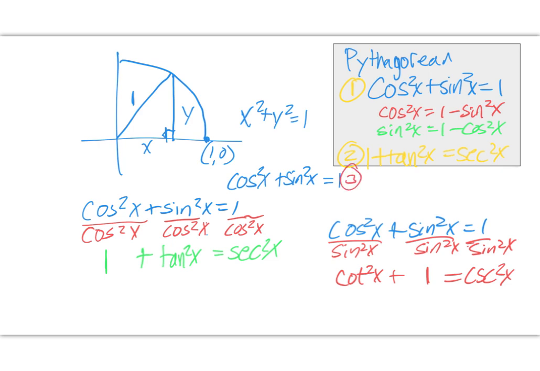So our third Pythagorean identity, and again, all of these just come from the first one, which is sine squared plus cosine squared is equal to 1. And that gets us cotangent squared x plus 1 is equal to cosecant squared of x. These are our Pythagorean identities. I recommend that you have them written down somewhere so that you can make use of those moving forward.